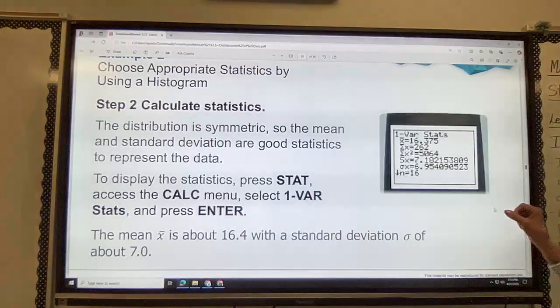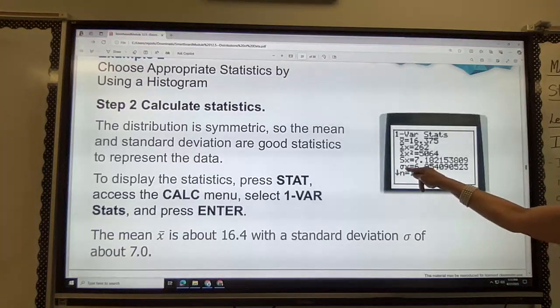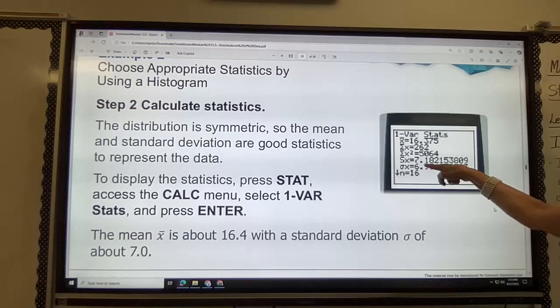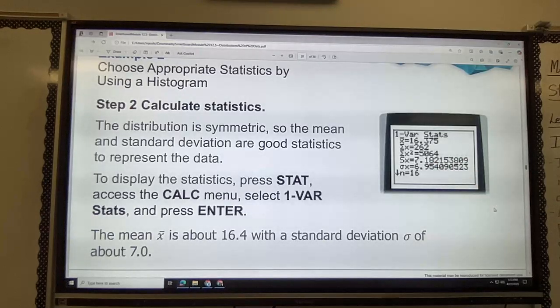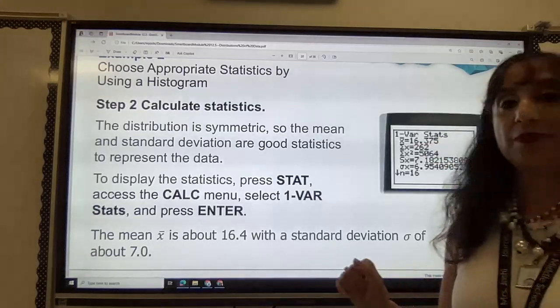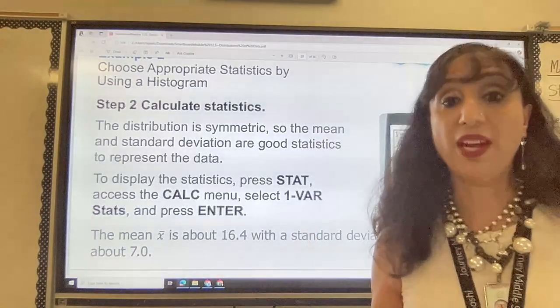And then I can see that my standard deviation, the sigma sign over here, is telling me the 6.95, etc. This is about 7. Okay, so the distribution is symmetric. Mean and standard deviation are good statistics to represent the data. And so this is all in the calculator. And this should show up in the website also, the link that I had provided you.